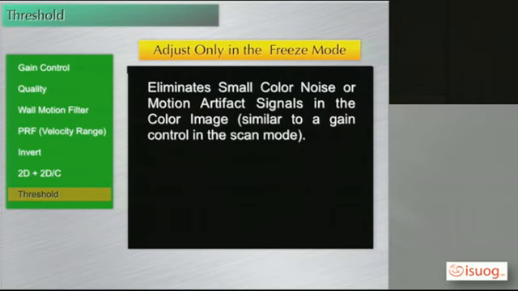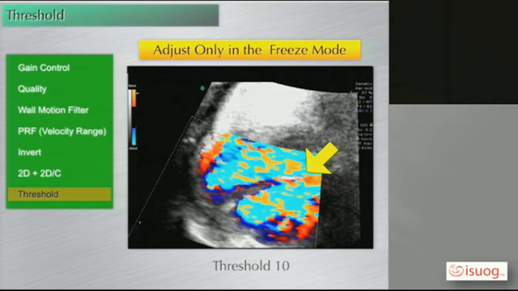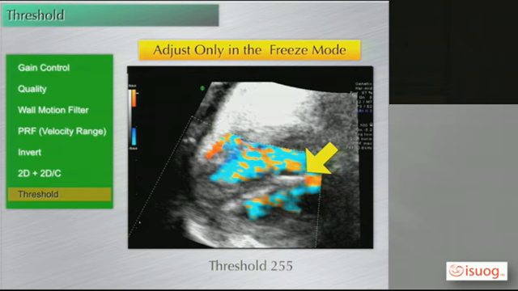This is the threshold adjustment. The threshold eliminates small color noise or motion artifact signals in the color image. It can only be adjusted in the freeze mode. In this image, the threshold is set at 10, resulting in color overlying the ventricular walls and septa. Using a higher threshold setting, the interface between the color Doppler and the walls is better delineated.